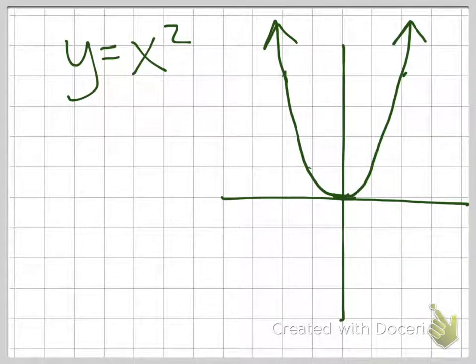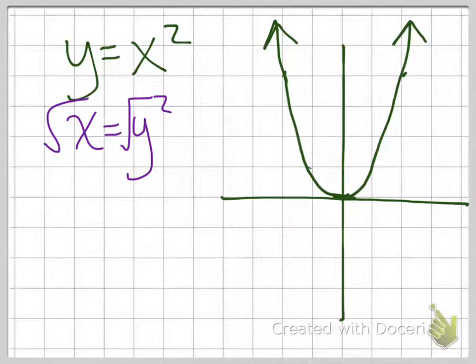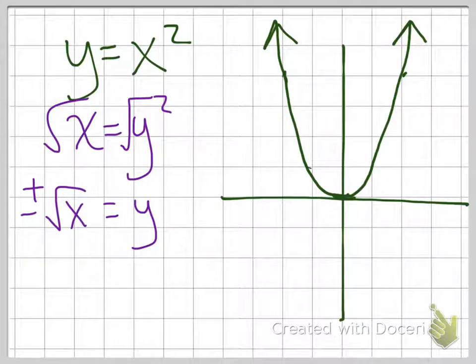If I have y equals x squared, and I'm going to find its inverse, I'm going to start by switching the x with the y. So now I have x equals y squared. The second step is to get y by itself, and since y is squared, we will square root both sides. So we get y is equal to the square root of x, and remember whenever we do a square root, we also have plus or minus.